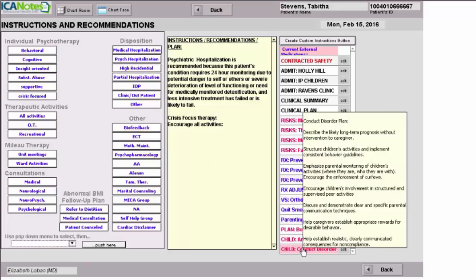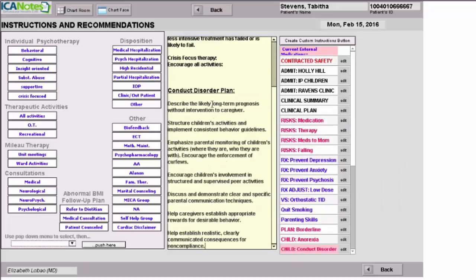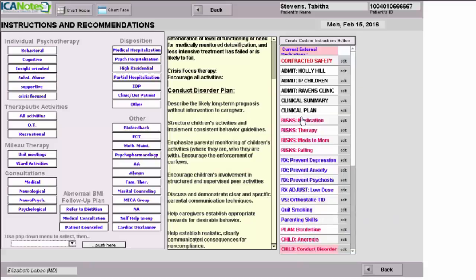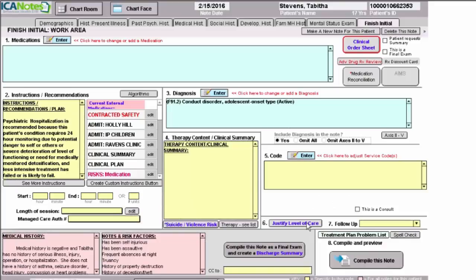And then I have a custom button that I've made for treatment planning specific for young people with a conduct disorder. I was able to put that in using one of our custom buttons here, which is very nice. When you hover over any of our custom buttons, you can actually read what it's going to say. Risks and benefits of therapy were explained to parents, etc. Okay, let's go back.